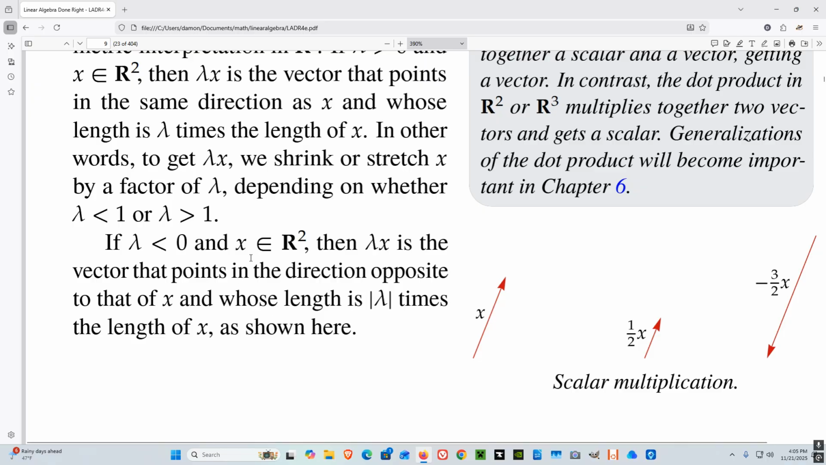If lambda is less than 0 and x is an element of R^2, then lambda x is the vector that points in the direction opposite to that of x, and whose length is the absolute value of lambda times the length of x, as shown here. So half x is like half the length. Negative 3/2 x is flipped around and a little bit bigger than x.